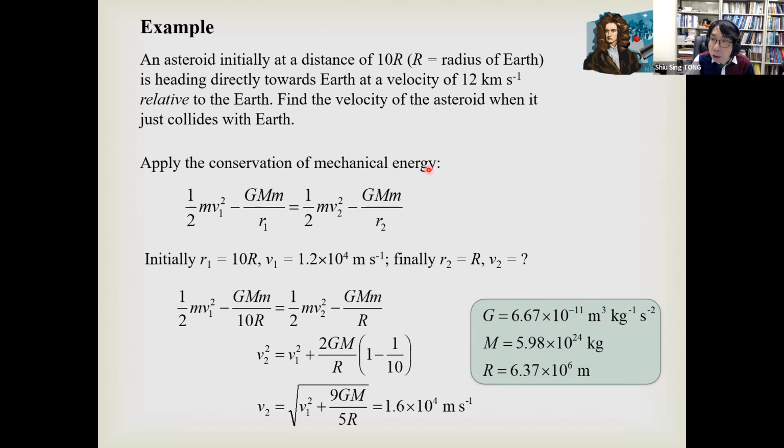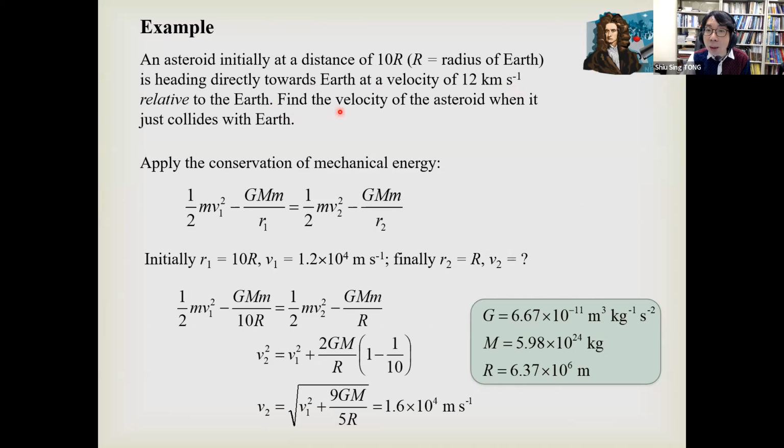Now let's have a more complicated problem to work on. Suppose you have an asteroid. Have you seen the movie Don't Look Up? There is an asteroid striking the Earth, right? Now R, the capital R, is the radius of the Earth. Suppose the asteroid is initially at a position 10 times the radius of the Earth from the Earth's center, okay? And at that time, the asteroid is moving with a velocity of 12 kilometers per second directly towards us.